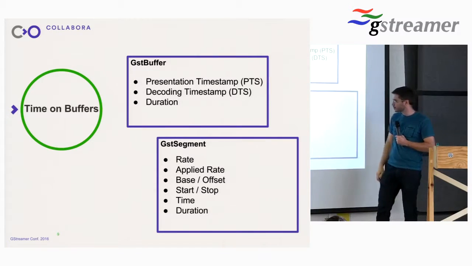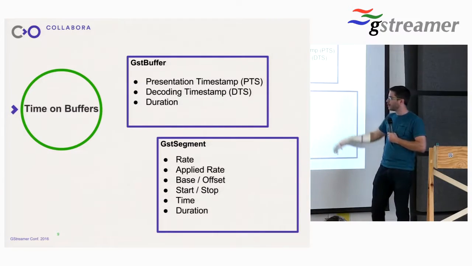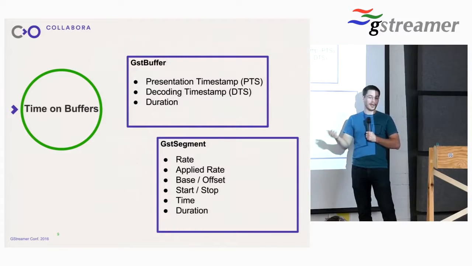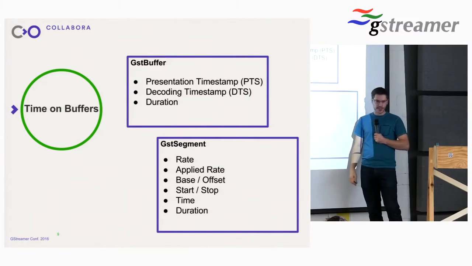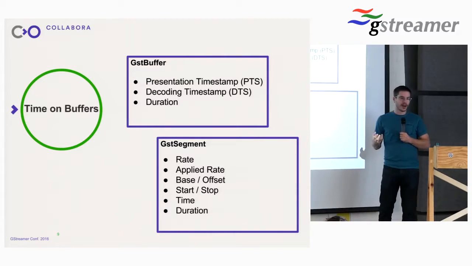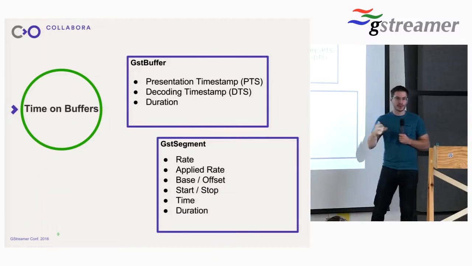You'll also find a lot of notions of time in the GstSegment. The rate is the playback rate, so I'm playing 2 times faster or something like that. The applied rate is for a special case where your server, let's think of an RTSP server, will transcode the stream for you at double speed.